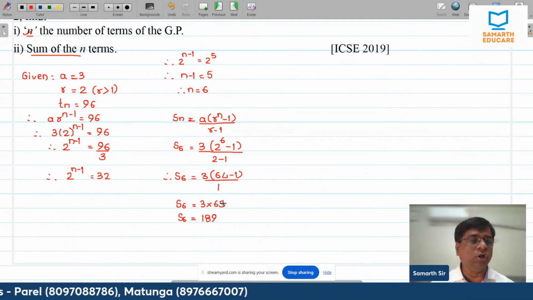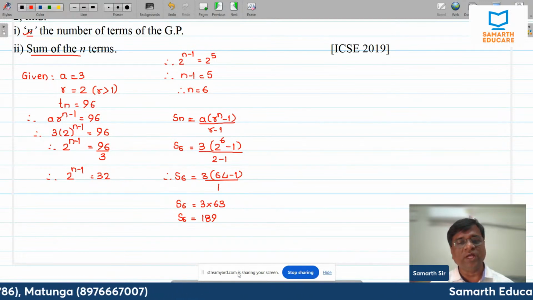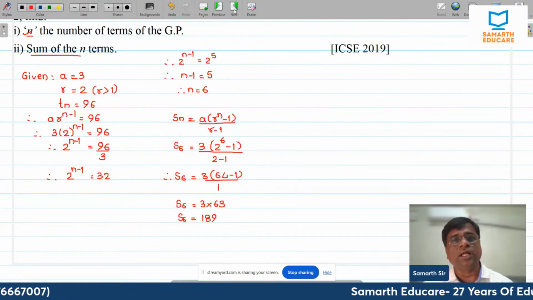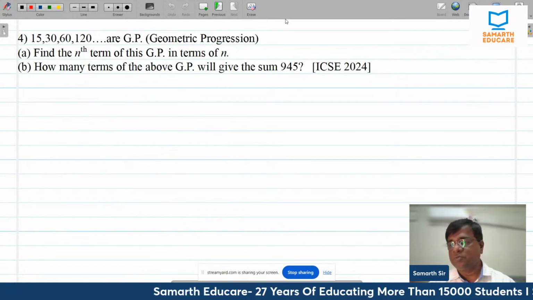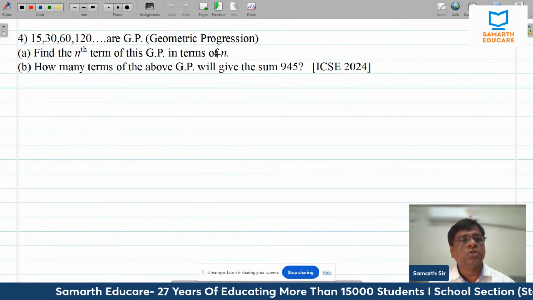Don't forget to write all the things, that is the number of terms and the sum of n terms, again below. You have to write it. This is the last problem. Only 4 problems in this part.